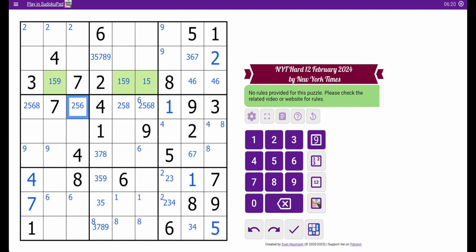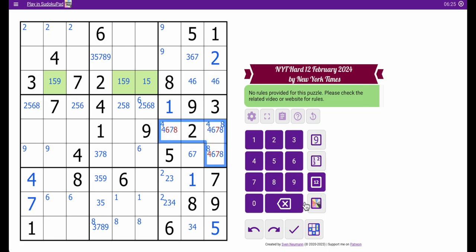Let's see, 1, 2, 3, 5, 9. I need 4, 6, 7, and 8 for the remainder of box 6. This is not 6 or 8. Neither of these are 7, and that's not 4. Well, 7's one of these two. 6, unfortunately, is not. 8's one there. 4, 6, 7, 8, which is almost a hidden quad, but not quite.